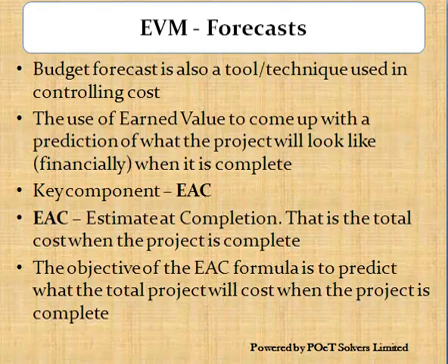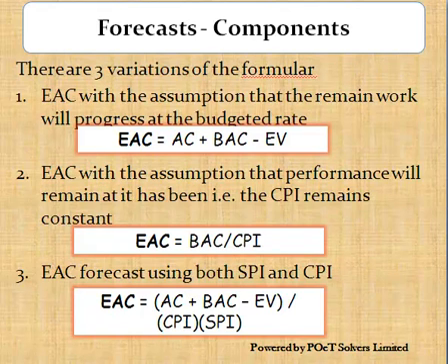The key component of forecasts is the estimate at completion, or EAC. The EAC is the total cost when the project is complete. The objective of the EAC formula is to predict what the total project will cost when it is complete. The estimate at completion is a tool used to answer this question. Okay, we've had this performance level. What will it now cost us to finish the project? There are three ways to answer this question.